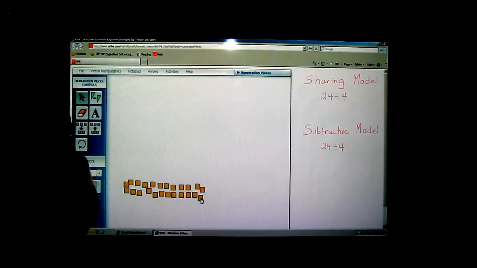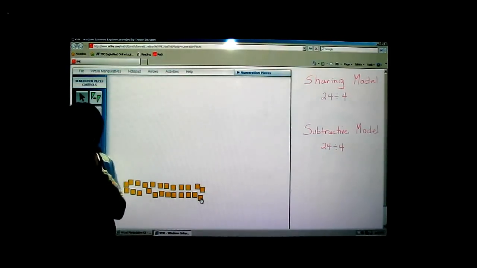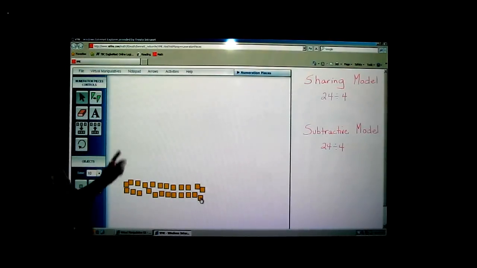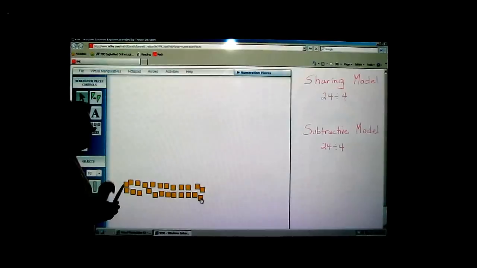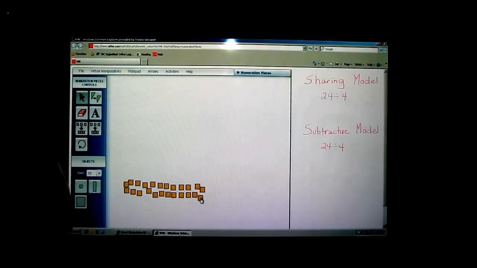One for you and one for me and one for my friend. Where you take the total number of things you have and you share them out among a given number of people. So let's illustrate the sharing model with our base 10 blocks.